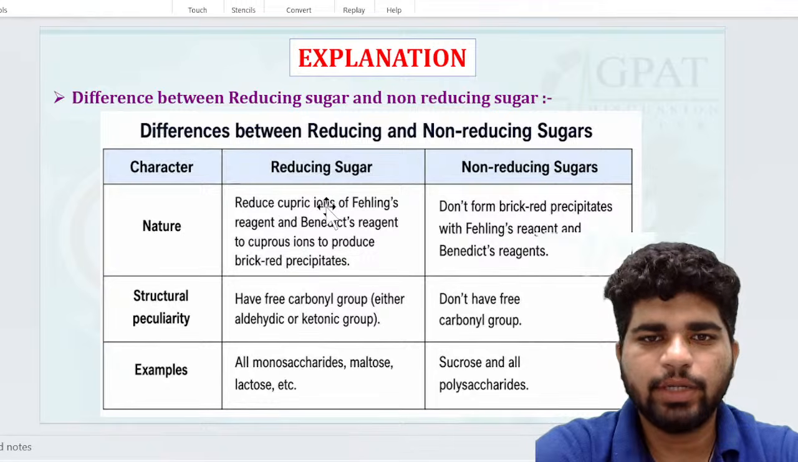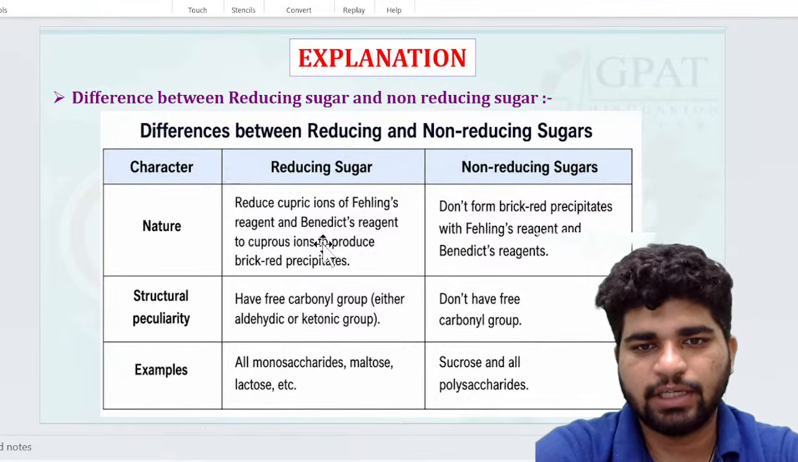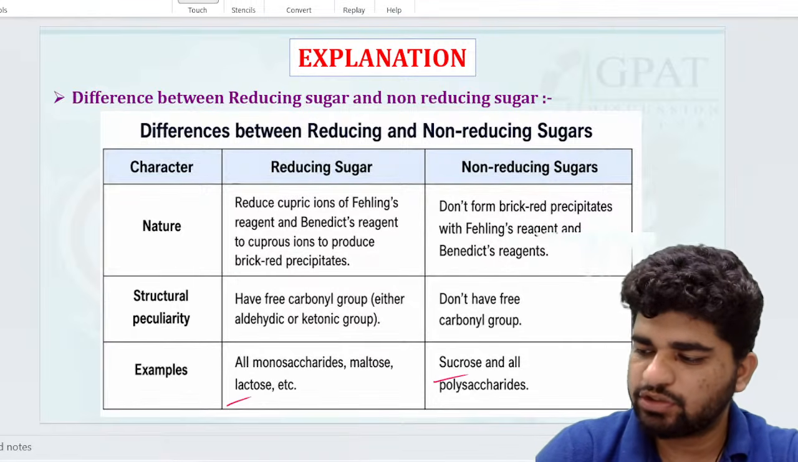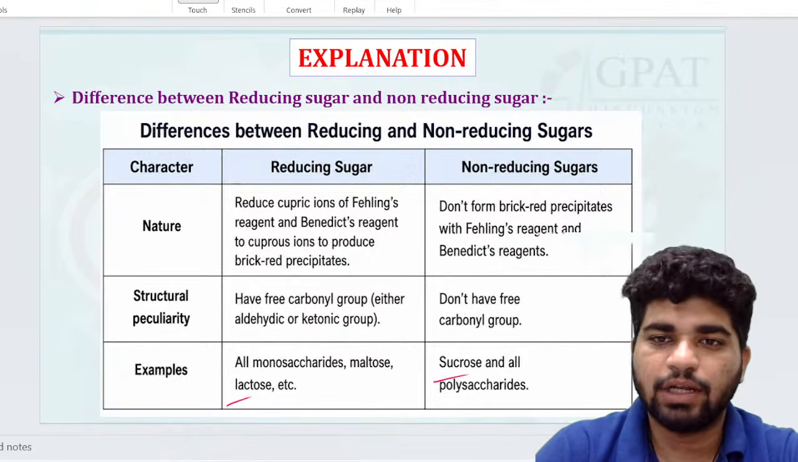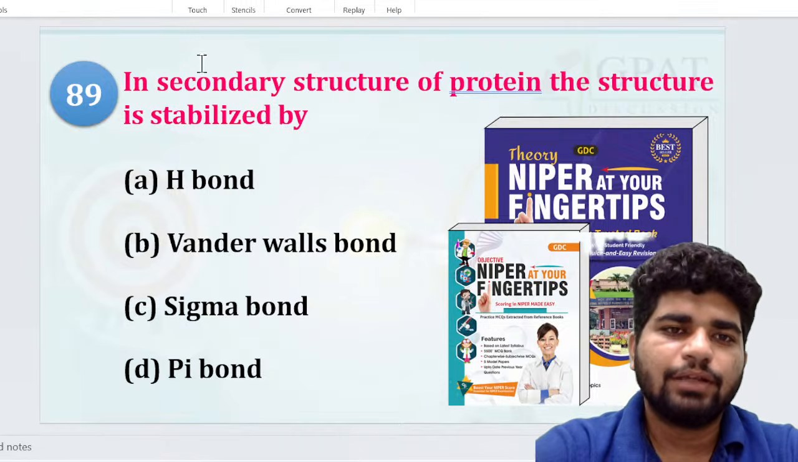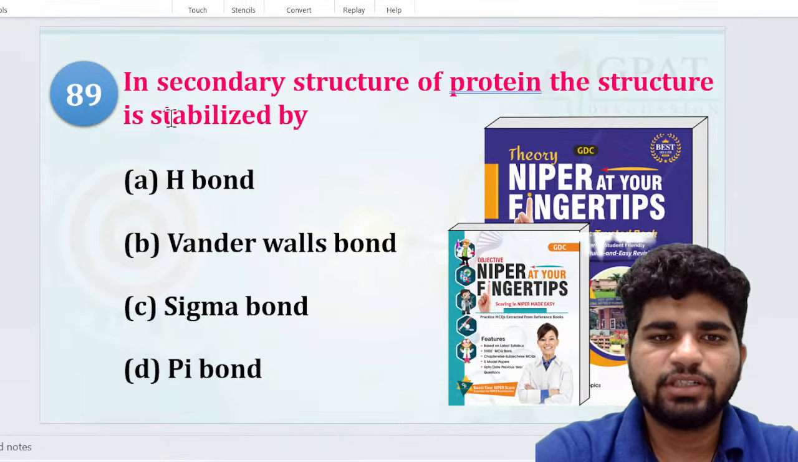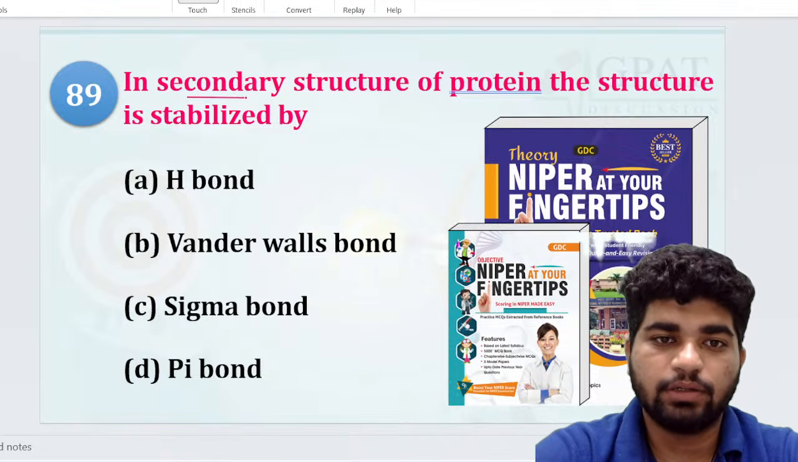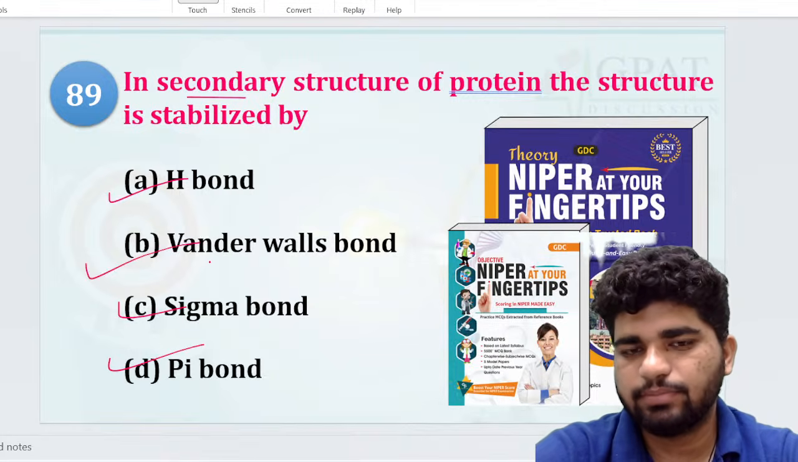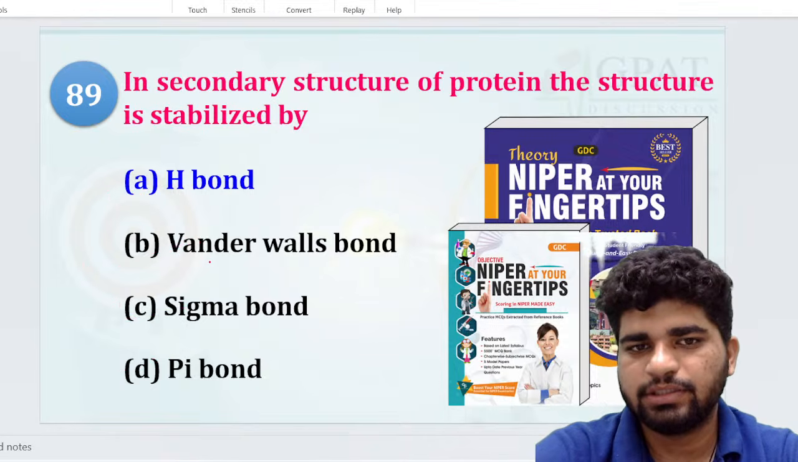Reducing is what? Cupric ions get converted into cuprous ions and produce a brick red precipitate. Examples: all monosaccharides, glucose, maltose as well as lactose. Sucrose and trehalose, these are your non-reducing sugars. Now this one: in secondary structure of protein, the structure is stabilized by hydrogen bond, van der Waals bond, sigma bond, or pi bond? So simple. Yeah, this is what?